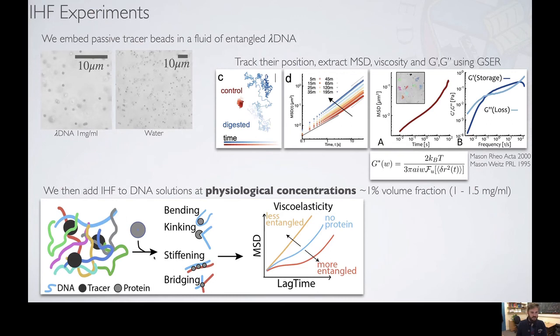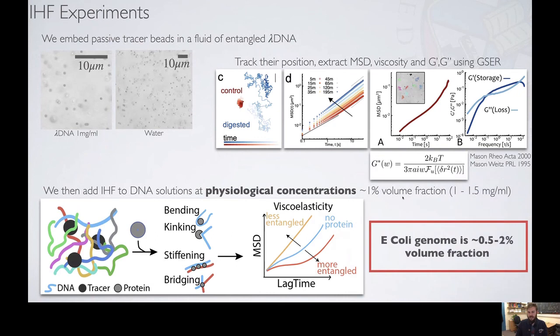Now the protocol of this experiment is pretty simple and straightforward. We start from an entangled solution of DNA. We have the passive tracers. We add the protein of interest, which can, for instance, be IHF, which bends or kinks DNA, and then we have a readout on the change in viscoelasticity of the system of DNA by simply looking at the mean square displacement of these beads. I want to stress that we work at a volume fraction of DNA that is 1%, which is within the range of what you expect in vivo, if you consider only DNA.